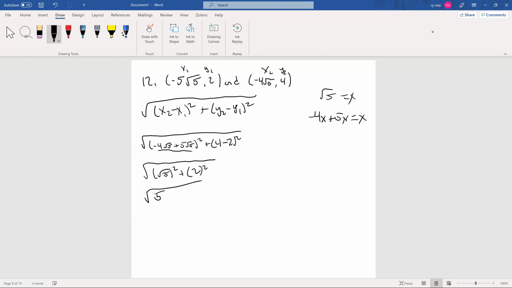So then we get 5 plus 4, because remember, the square root of something squared ends up just being whatever's on the inside. So the square root of 5 squared is equal to 5. 2 squared is equal to 4. So we get 5 plus 4 under the square root. So that's equal to the square root of 9, which is equal to 3. And that is our distance between the points, 3.